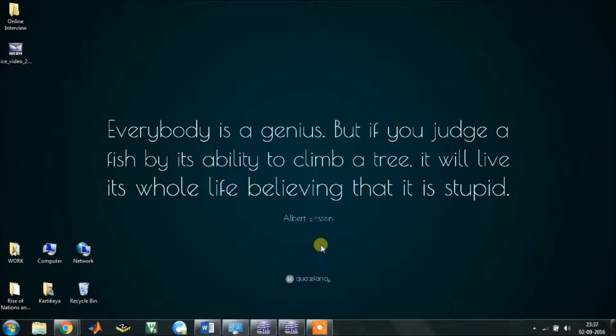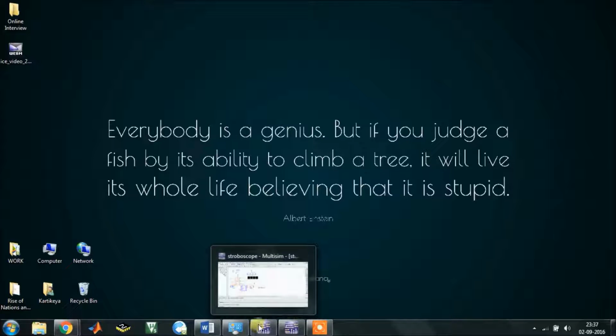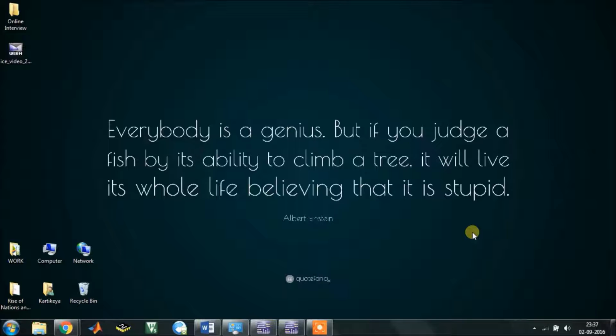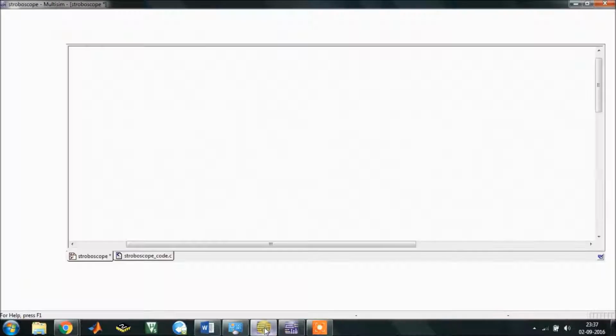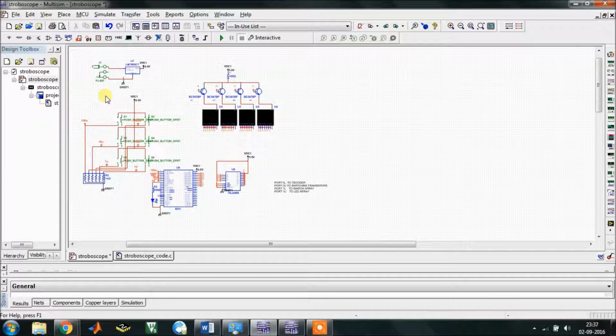Well, I have not actually made a stroboscope, I'm just planning to make one. But I have run a few simulations and I have just started to work with the hardware. So I would like to show you my hardware for now. We'll be using the Multisim software to look at all the aspects of my circuit.